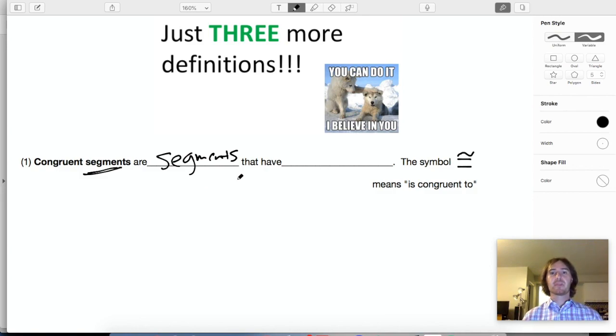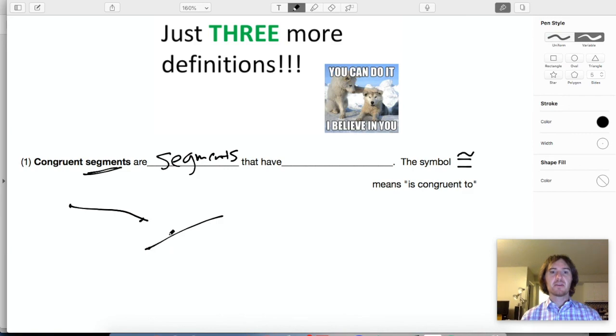Well, let's look at the symbol for congruency. What do we see here? The symbol for congruent segments is congruent to. Well, I see an equal sign. Interesting. I see an equal sign with this little squiggle on top. This stands for is congruent to. So if it's equals, I'm guessing that congruent segments are going to be this.